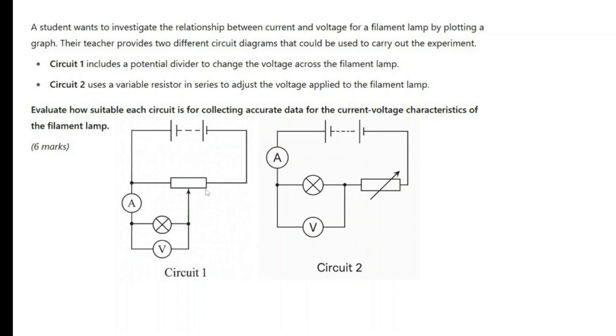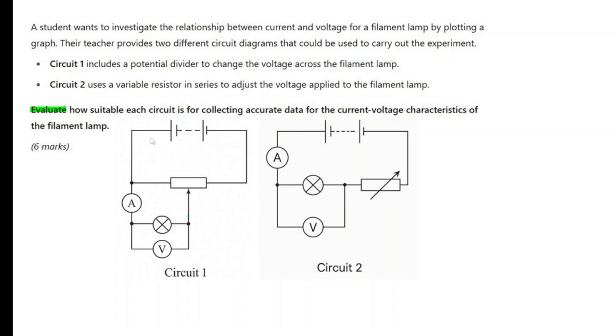That's one way. Circuit 2 uses a variable resistor in series with the bulb. So here's the bulb, here's a variable resistor in series. So you can change the resistance of that. That would change the voltage across it, and it changes the PD across the bulb. Evaluate how suitable each circuit is for collecting accurate data for the current voltage characteristics of the filament lamp.